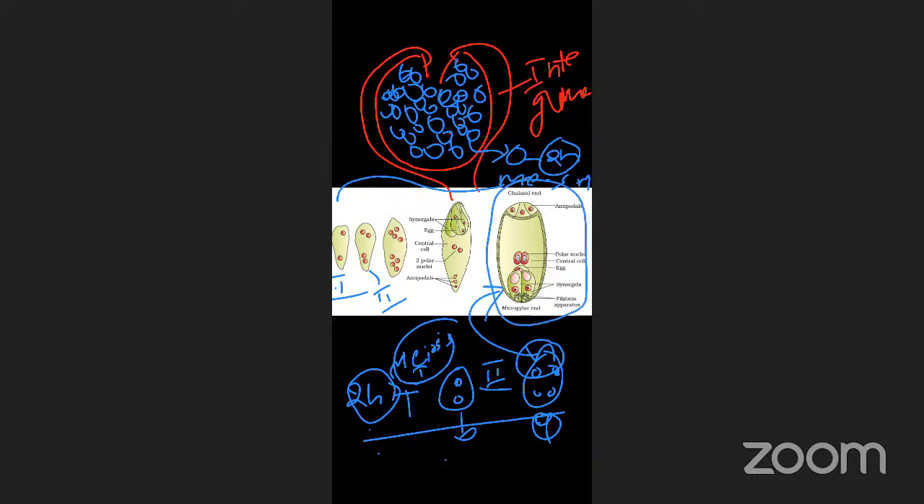Now let's discuss the female gametophyte development. The female gametophyte development is very important for long answers. Megasporogenesis is for short answers. Let's discuss female gametophyte development, or embryo sac development. In this, there are three types.